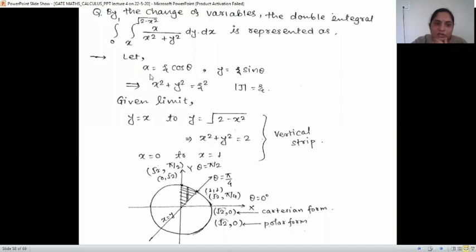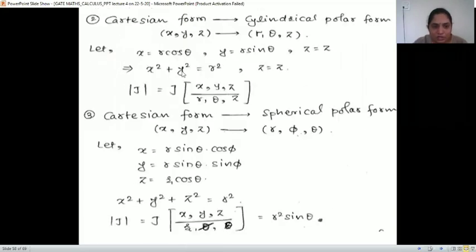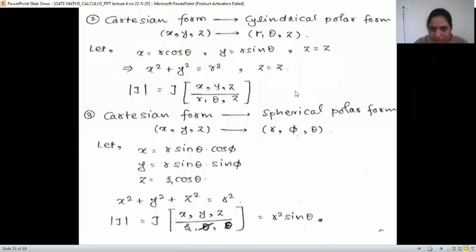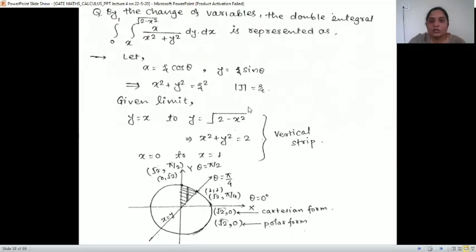So x is r cos theta. Polar, we know the polar substitutions. So these are the polar form: x is r cos theta, y is r sin theta, x square plus y square is r square, and the Jacobian is r. In this case we know.